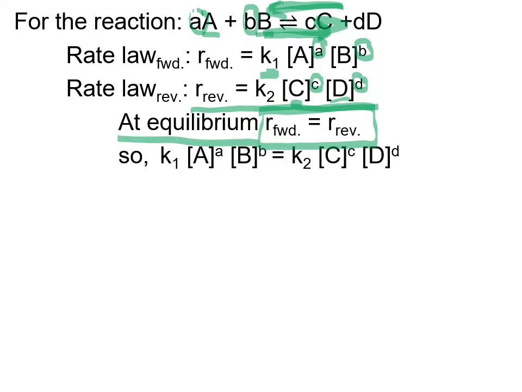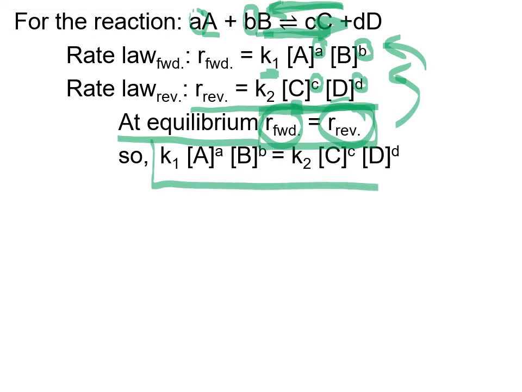So what we can do is set up the reaction so that if the rate of the forward reaction equals the rate of the reverse reaction, then we can substitute those two equations into each other. And we can derive this equation. We can say, okay, if the rates are equal to each other, then the rate constant for the forward reaction multiplied by the reactants raised to their coefficients is equal to the rate constant for the reverse reaction multiplied by the products raised to their exponents.